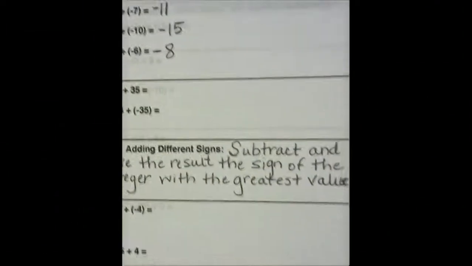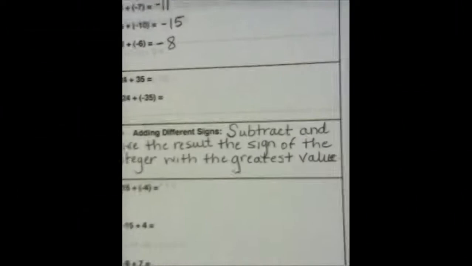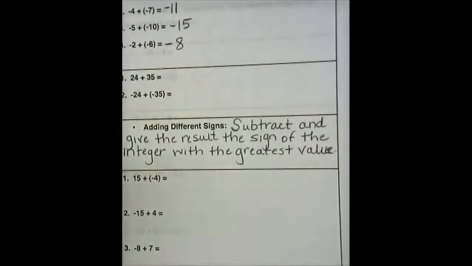Most of the time, I'm not going to say anything about absolute value when I'm talking about that. I'm going to say, give it the sign of the one you had the most of. So if you had more negatives, the answer is going to be negative. If you had more positives, the answer is going to be positive. So let's look at the examples.